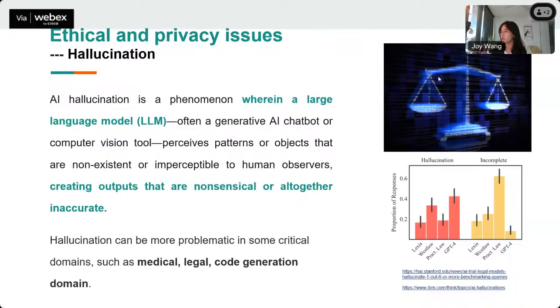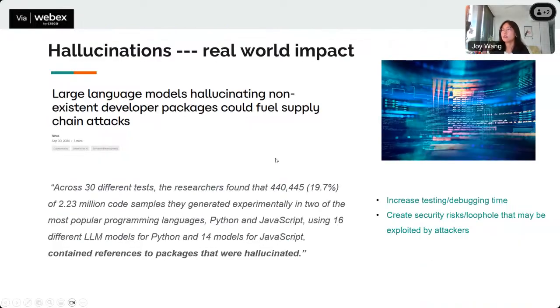For example, this is a figure that was found by researchers. A Stanford research team tested different legal large language models, and they found various hallucinations by these models. Another example is in the software development area. Some researchers found that many of the code examples generated by AI contain references to packages that were hallucinated. This creates real world issues. For example, for a software development team, it may increase the testing and debugging time. More seriously, it may create security risks or software vulnerability loopholes that may potentially be exploited by attackers.